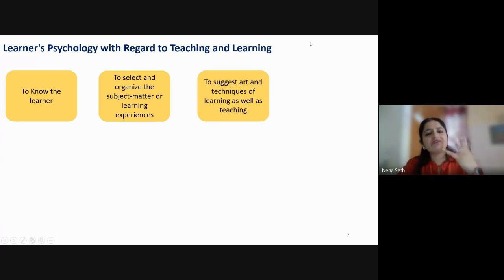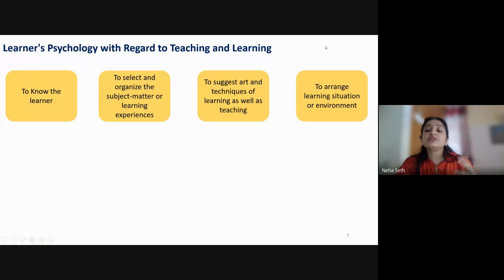So this kind of environment should be created in the class, that when the students are coming to the class, they should enjoy it, they feel happy about it. We need to arrange a learning situation or environment for them. We can use different types of tools. We can arrange such a situation, make some setup. I may beforehand give them some notes so that they can study in advance and come to the class, so they are not coming blank.